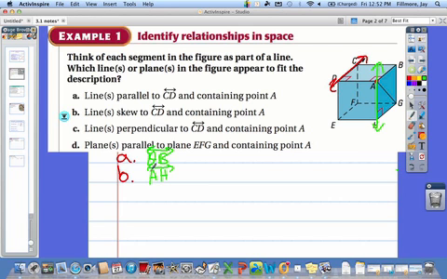A second one we might choose would be AG. They will never intersect since AG is on the plane on the right and CD is on the plane on the left or on the top, however you look at it. They are not in the same plane. Therefore, they will never intersect and are skew lines. So we could say line AG or GA. Both of those are lines that are skew to line CD. They are non-coplanar and they will never intersect.